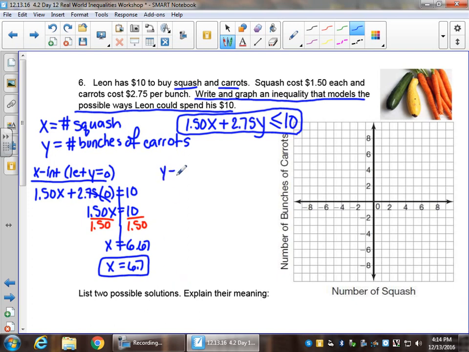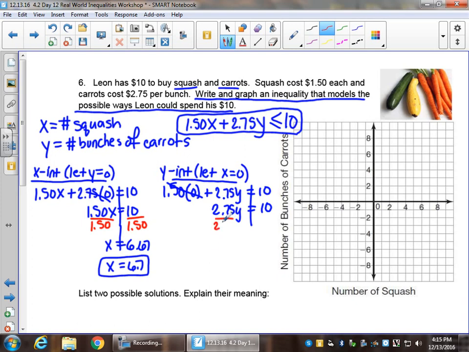Y-intercept, let x equal 0. Go ahead and pause the video here if you haven't done this part on your own. Find the y-intercept and we'll compare answers. So I'm going to write 1.5 times 0 plus 2.75y equals 10. This is gone, equals 0. So that leaves me with 2.75y equals 10. I'll divide both sides by 2.75.